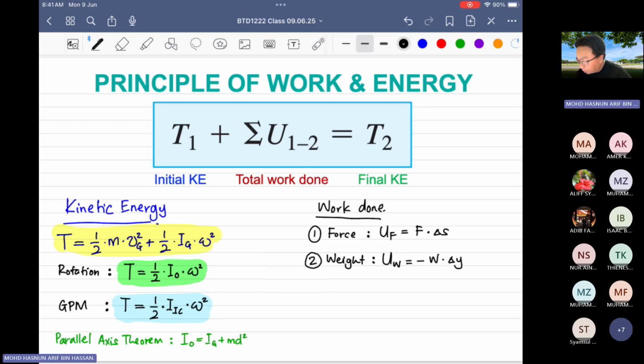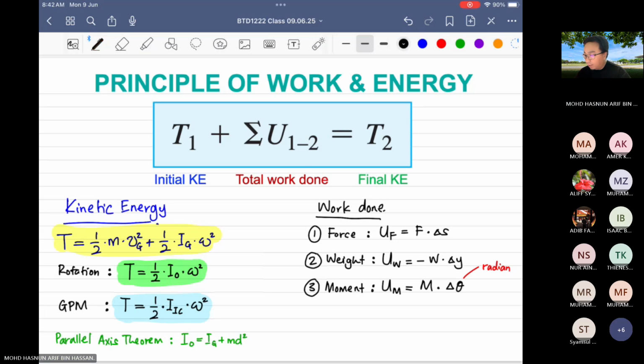Then number 3, we have the work done by the moment. If we have rotation, normally the work done by moment involves rotation, and then there is a moment applied. So you can calculate work done by moment, which is UM equal to the moment itself multiplied by delta theta. Delta theta is the change of angle. And remember, theta here must be in radians.